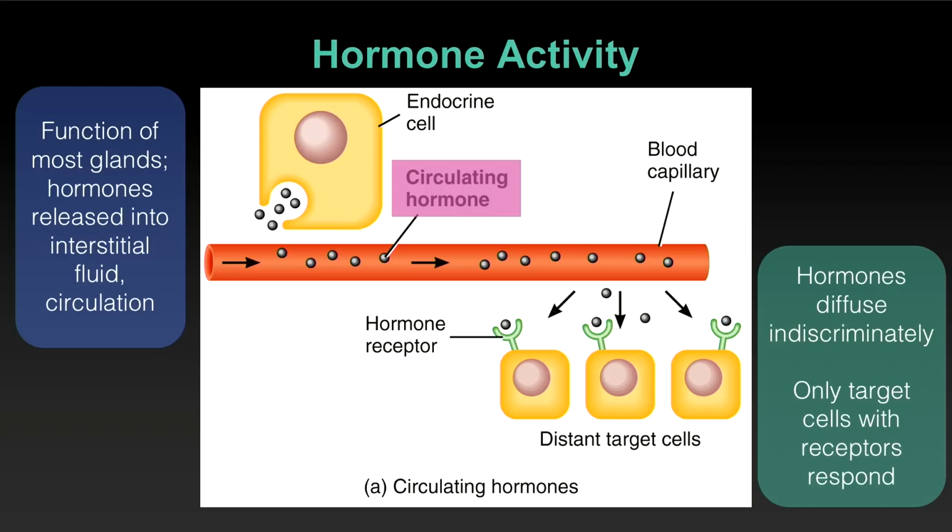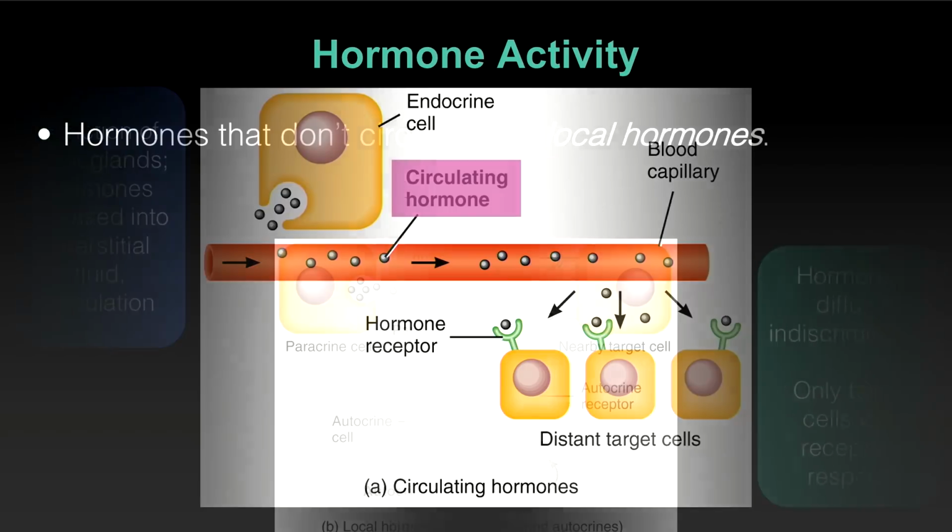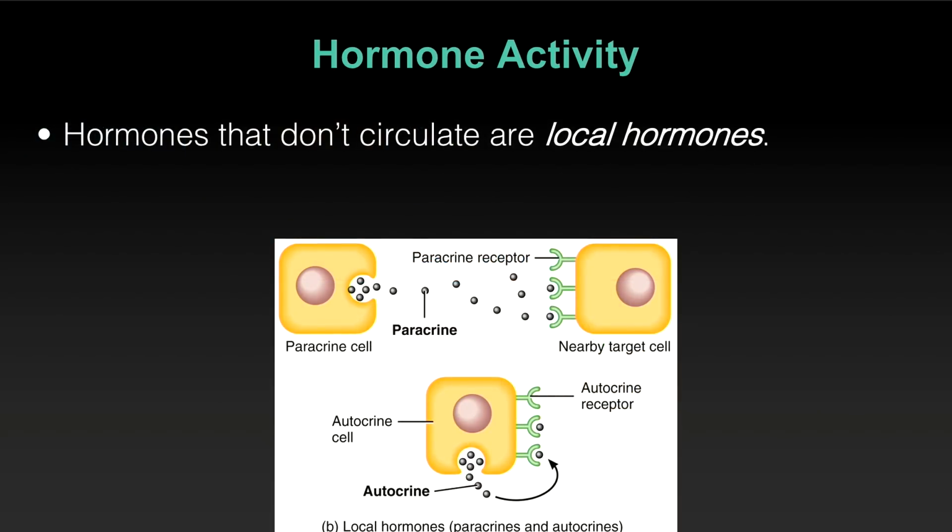Now, I did acknowledge there are exceptions to the rule. The majority of glands and hormones work as we just described. Those that don't are not circulating hormones. They're called local hormones. And it's perhaps best to think of most of the secretory cells in the body as having this type of function, as functioning as local release of local hormones. That's not universally true, but most secretory cells do this.